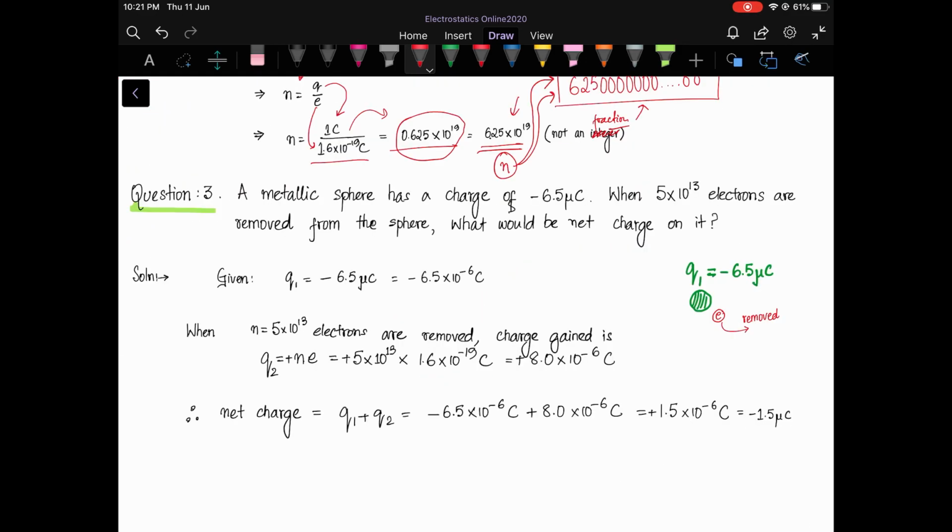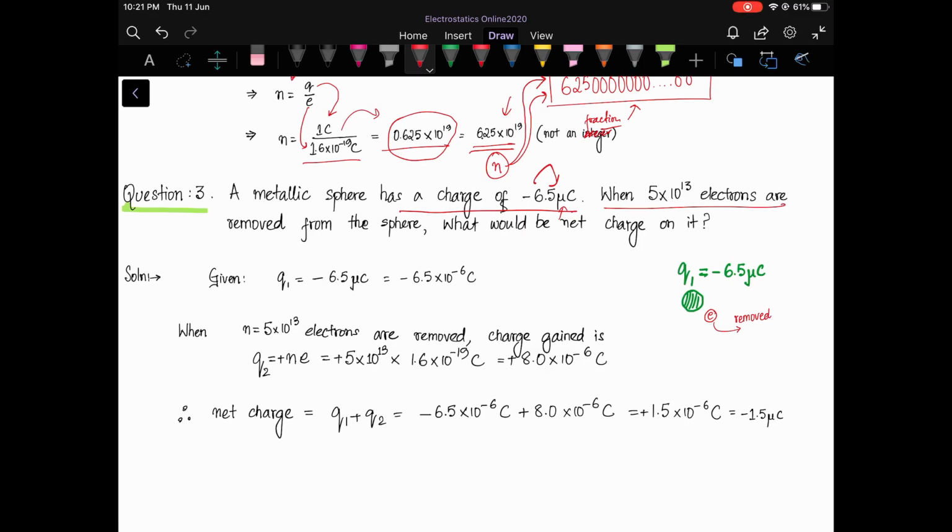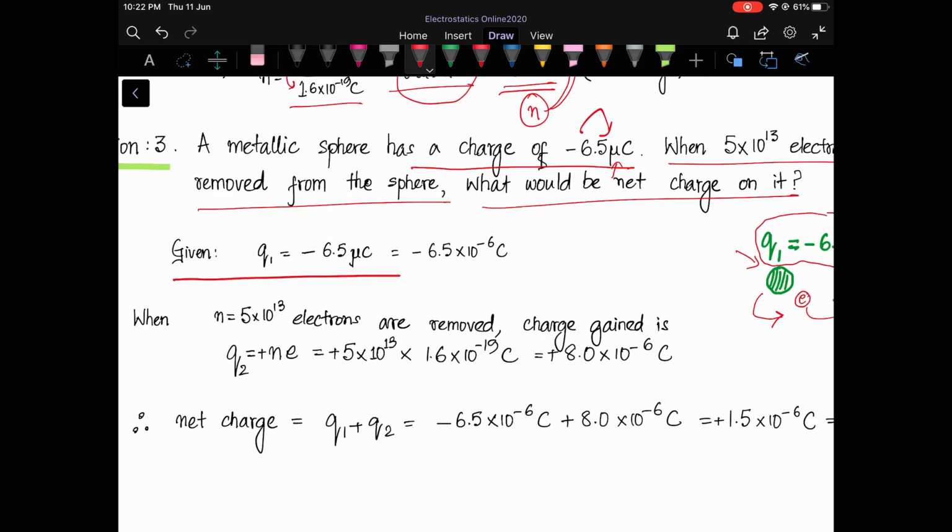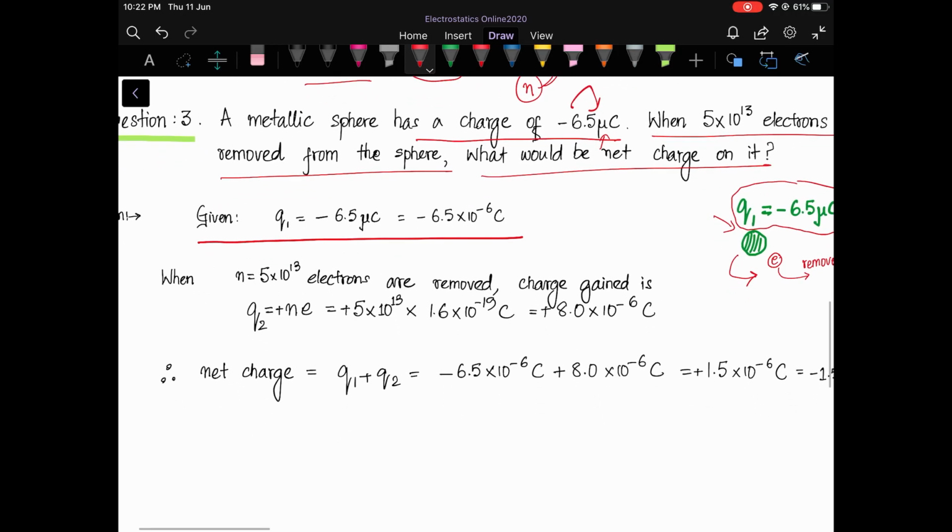Next question we can discuss here is that we have been given a metallic sphere with a charge of minus 6.5 microcoulombs. This symbol is for micro, 10^-6. 5 × 10^13 electrons are removed from the sphere. What would be the net charge on it? So clearly our body, the sphere, already has a charge, let's call it Q1, which is minus 6.5 microcoulombs. And from this body you can see we are removing electrons. Now we have written the charge already present in the body. Now we are writing the number of electrons removed from the charged body.